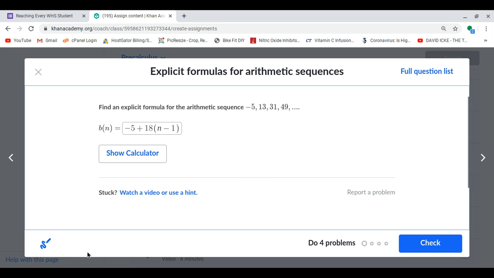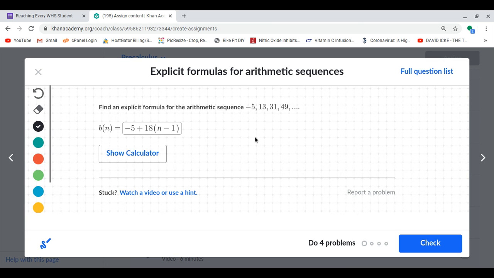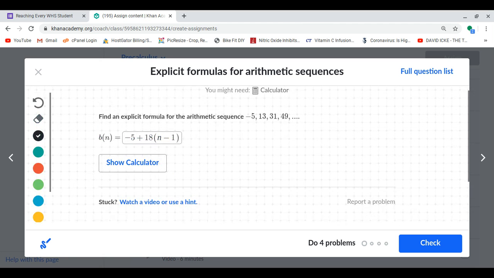And let's check it with the fourth term. The fourth term should be 49. So we have -5 plus 18 times, we're looking for the fourth term, so 4 minus 1. Okay, so we have -5 plus 18 times 3.